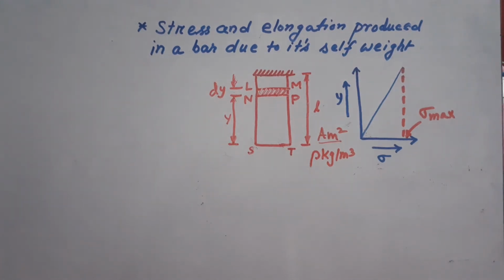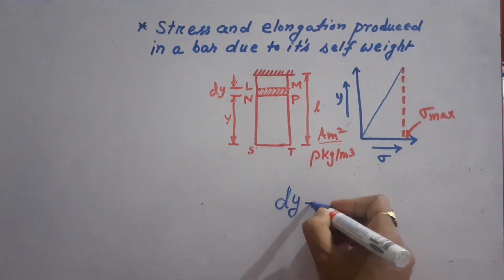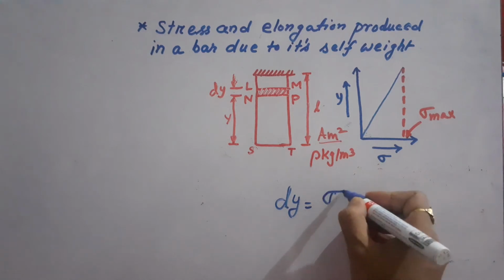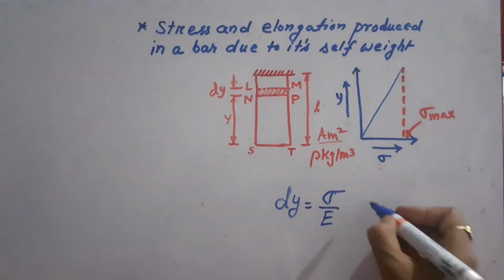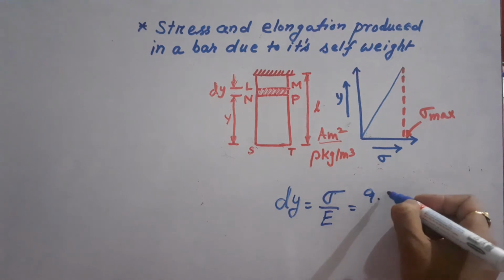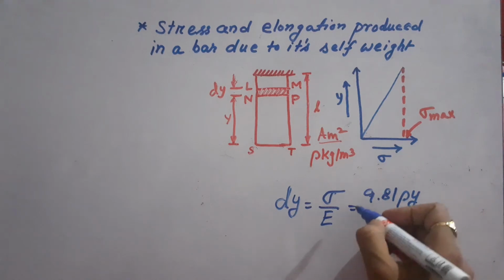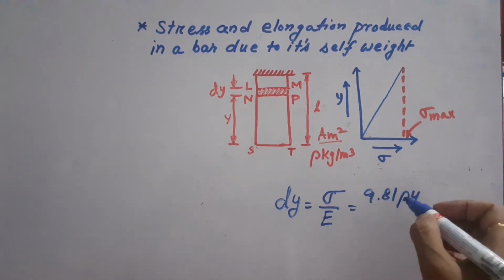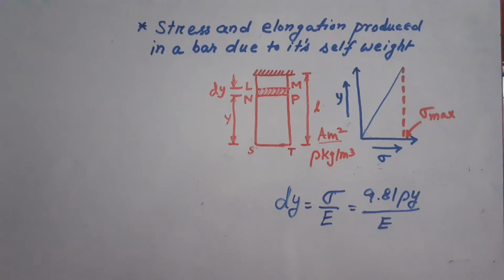If we think like that, then the strain in length dy is equal to sigma by E, where E is the modulus of elasticity or Young's modulus. Now we can place the value of sigma. Already you have found it out, 9.81 rho y. We should not place the value of sigma max here, only the general value of sigma, divided by E. Now in this way we can find the extension in length dy.